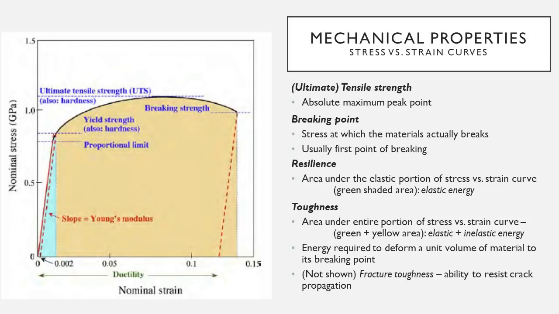So we know that this is an extrinsic property. If you double the size of the material, of course, it's going to have twice the resilience, twice the toughness, and it's going to be able to withstand more energy before it breaks.